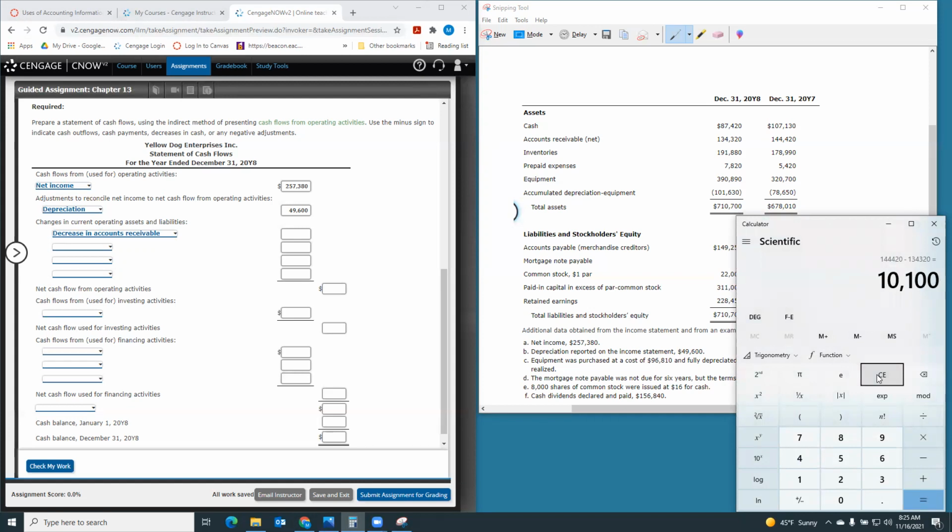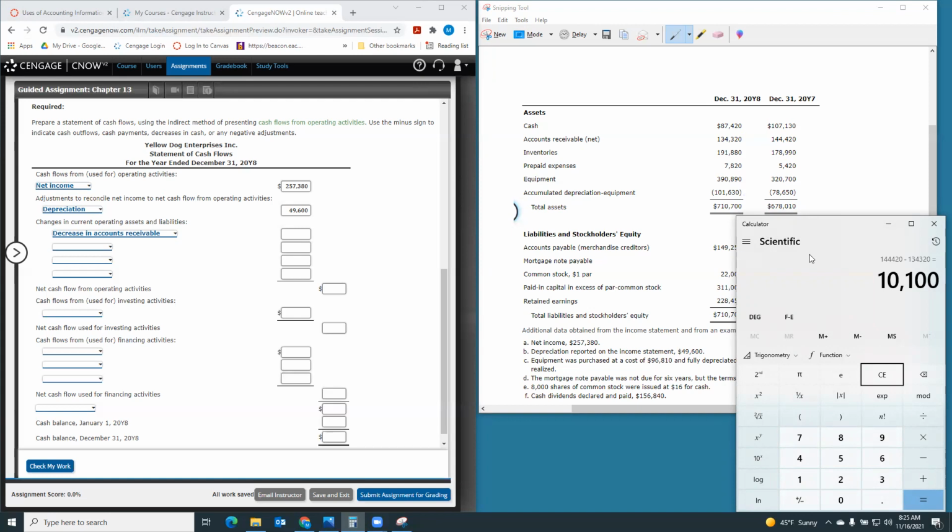So think of it this way: accounts receivable is money owed to me by my customers. If that amount has decreased, gone down by 10,100, that means that I've collected 10,100 that was not cash before, was money owed to me, that is now cash. And so I've added that much cash.